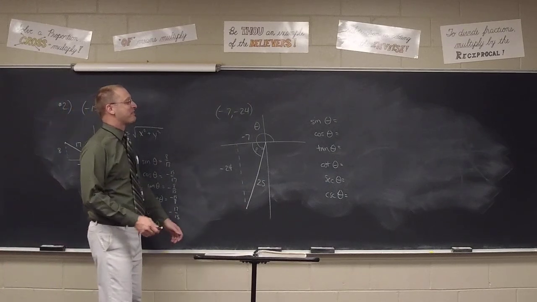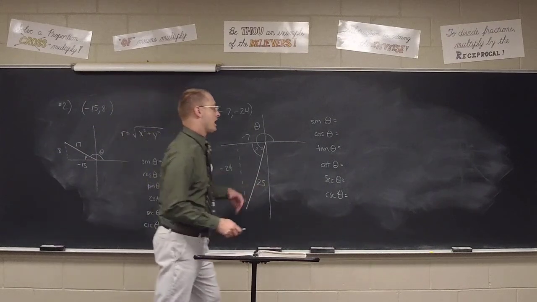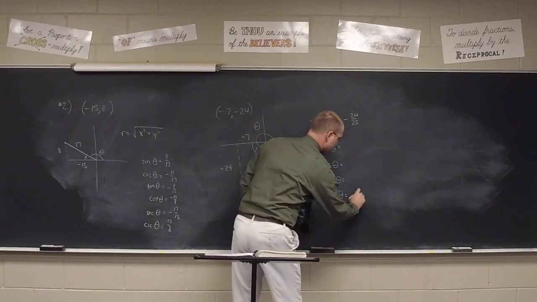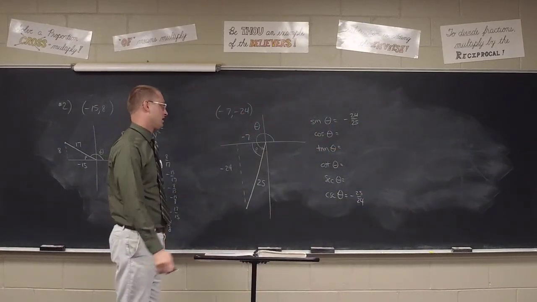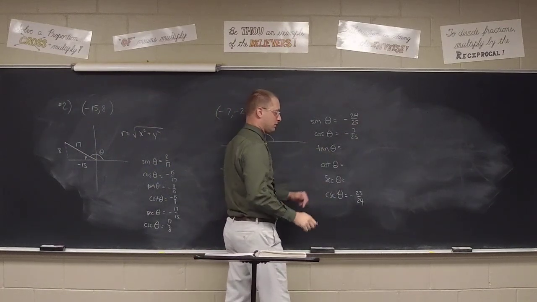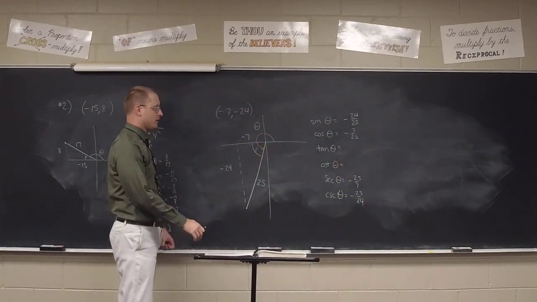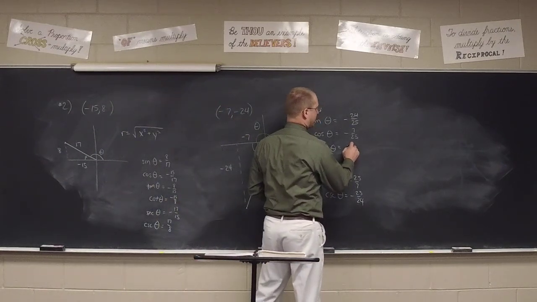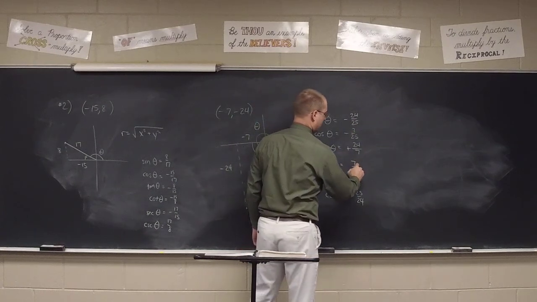And so what do we get for the sine of theta here, Jamie? -24/25. Good, opposite over hypotenuse. Therefore, the cosecant is -25/24. What do we get for the cosine, Quentin? -7/25. Therefore, the secant is -25/7. The tangent of theta, Chris? -24/-7, so positive 24/7. Perfect. Initially negative over negative, but they cancel and give you positive 24/7, therefore cotangent is 7/24.